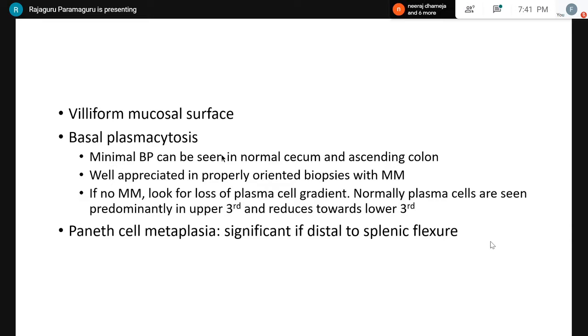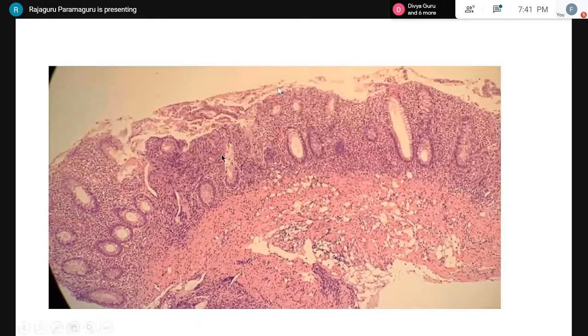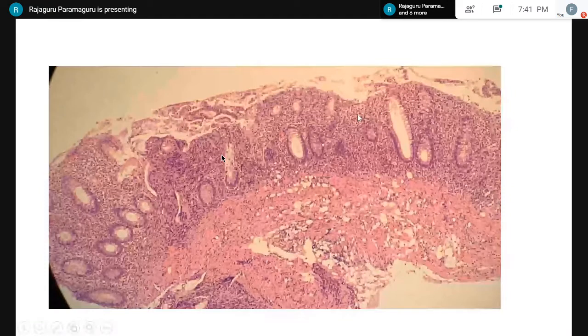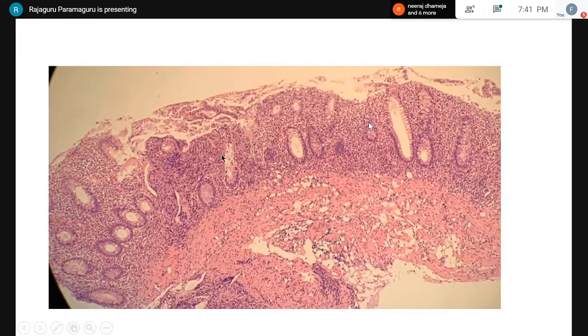And the mucosal villiform appearance, which can be seen over here, very minimal, not very marked, is a feature of chronic colitis like ulcerative colitis. So this is a classic case of ulcerative colitis, where you can see this minimal surface irregularity, and as I told you, the plasma cell gradient is completely lost. You see the lamina propria is completely and uniformly blue here. So there is no increase in the top alone and reduction in the bottom.